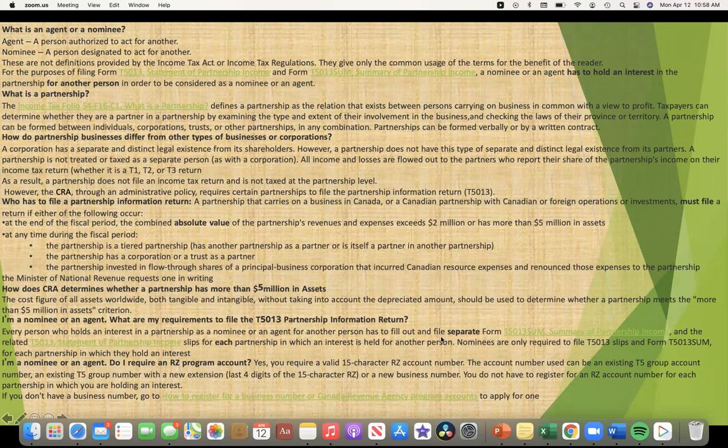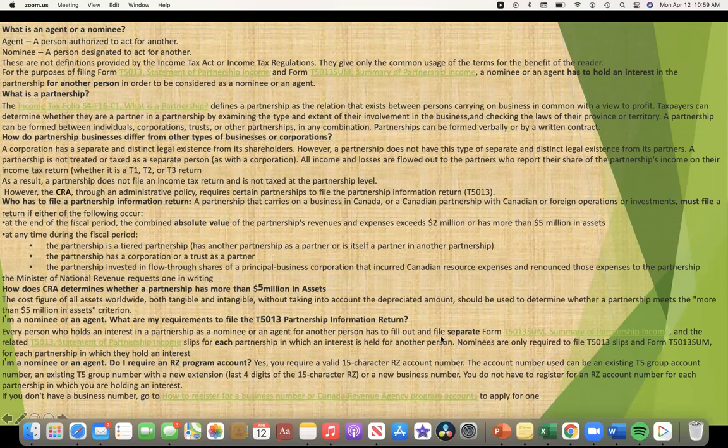Today we are talking about partnership. So what is an agent or a nominee? An agent is a person that is authorized to act for another person, while a nominee is a person designated to act for another. So these are not definitions provided by the Income Tax Act or Income Tax Regulation. They give only the common usage of the term for the benefit of the reader.